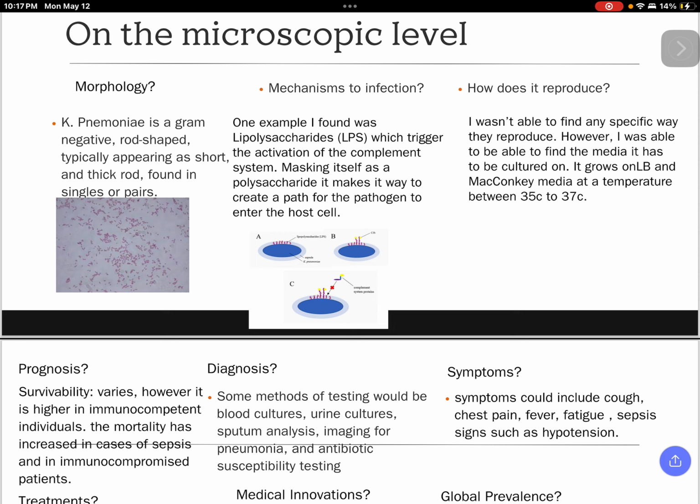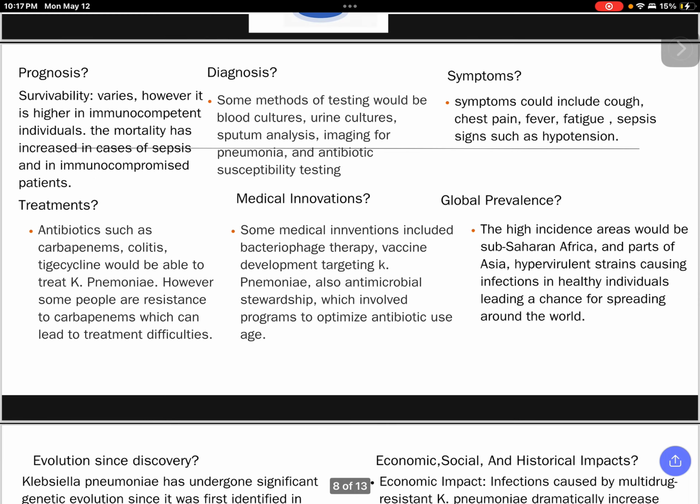How does it reproduce? I wasn't able to find how it reproduces. It did come up with some answers, but they were for other types of Klebsiella, not pneumoniae. However, I was able to find the media it is cultured on. It is able to grow on LB and MacConkey media at a temperature between 35 and 37 degrees Celsius.